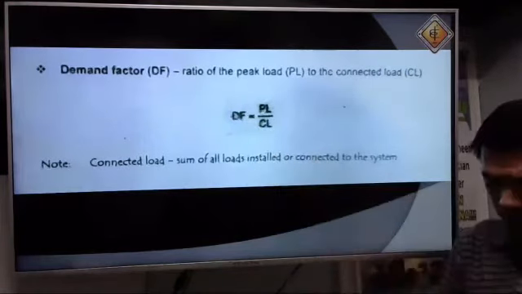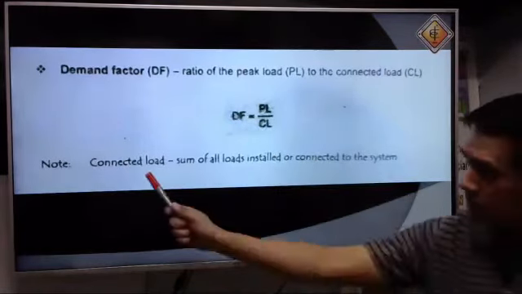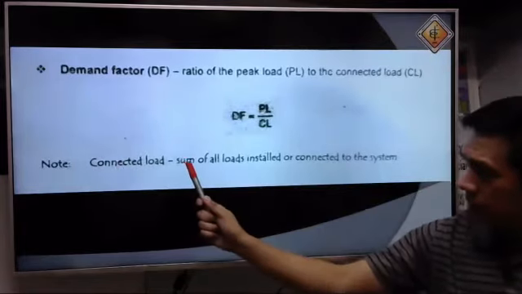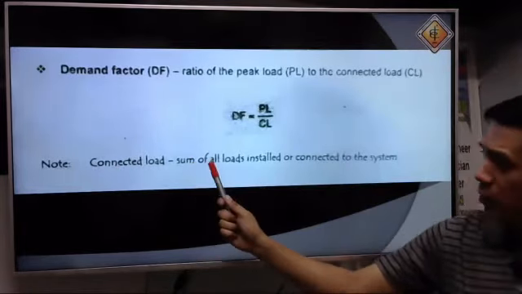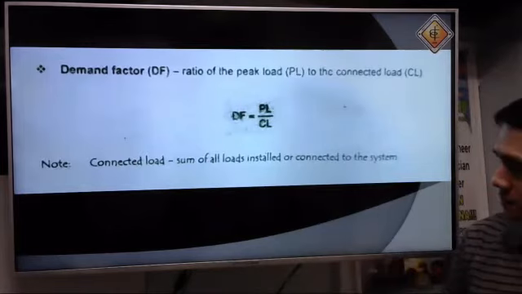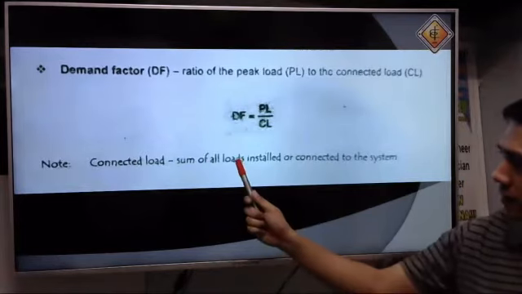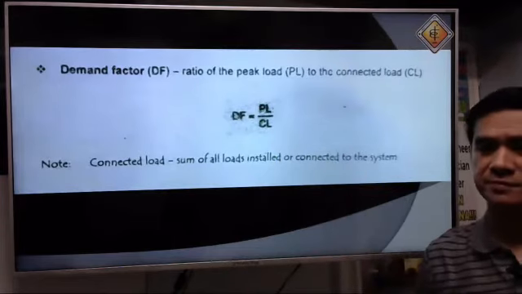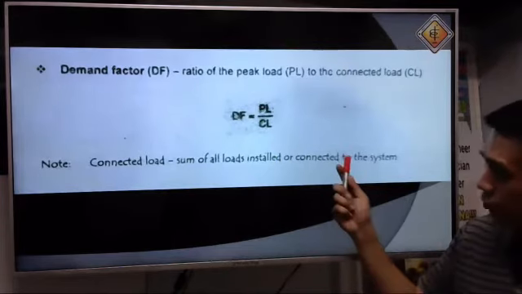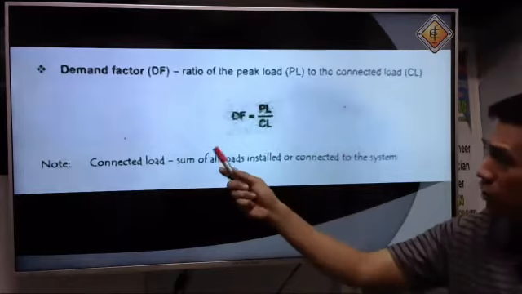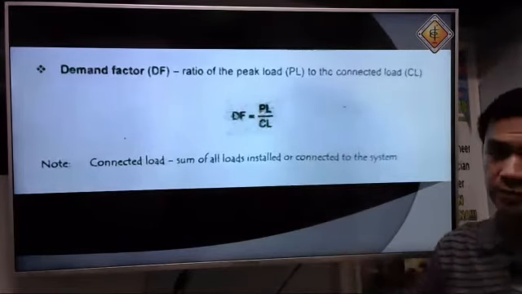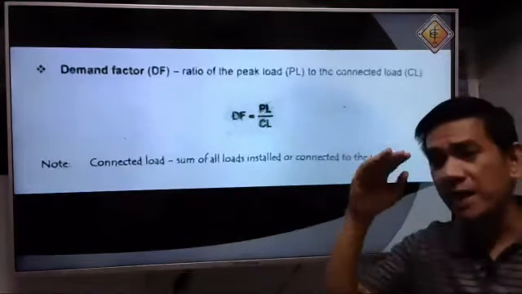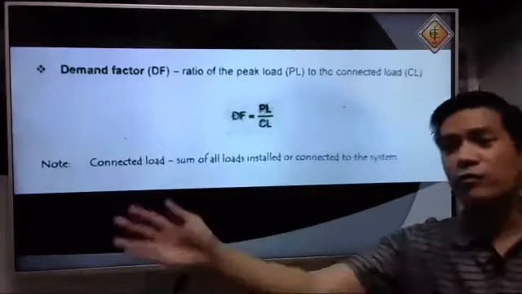What is the connected load? Connected load is the sum of all loads installed or connected to the system. That is the connected load. The demand factor is the ratio of the peak load to the connected load, meaning the ratio of the maximum to all the connected load.